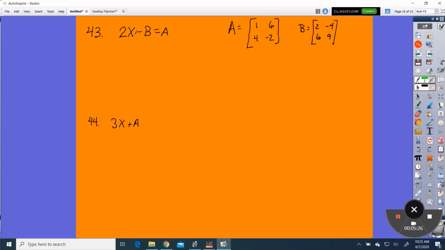So now we're going to move on to solving some matrices. This is question number 43 and 44. It gives you matrix A and matrix B. It says 2 times the unknown matrix X minus B equals A. Well, I'm going to go 2 times my unknown matrix X. If I were to solve for X, I would just add B, right? So 2x equals A plus B.